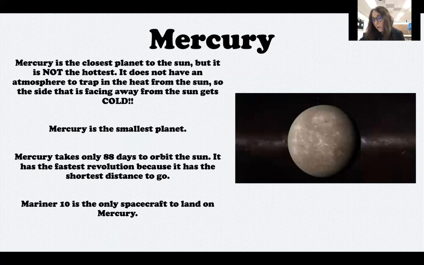All right, so important things about Mercury I want you to remember. It's the closest to the sun, but it's not the hottest. It's the smallest. It only takes 88 days to orbit the sun, and it was explored by a spacecraft called Mariner 10 back in the 70s. All right, so that's Mercury.